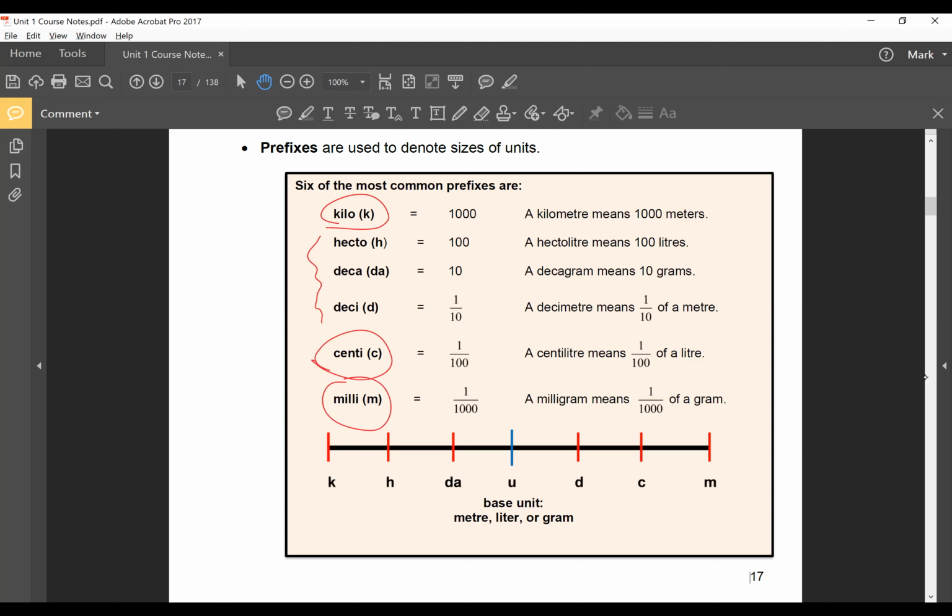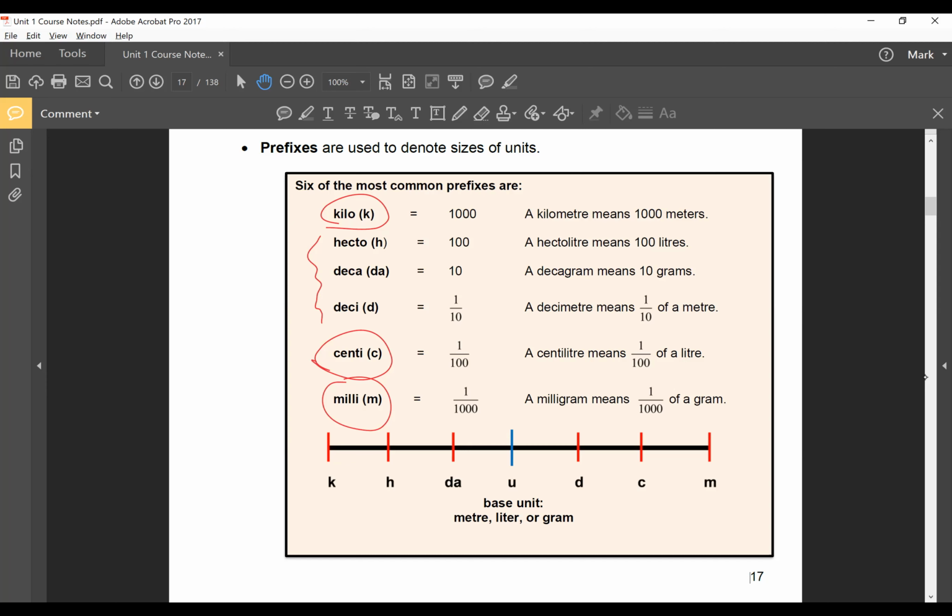A prefix is, in simple words, the word or the letters that go before something. Pre meaning before. Think of a movie: a prequel is a movie that happens before the main story. A prefix is the word that appears before the base unit. So you could have a kilometer or a kilogram or a milligram. The prefix gives you information about the size or magnitude of that number.